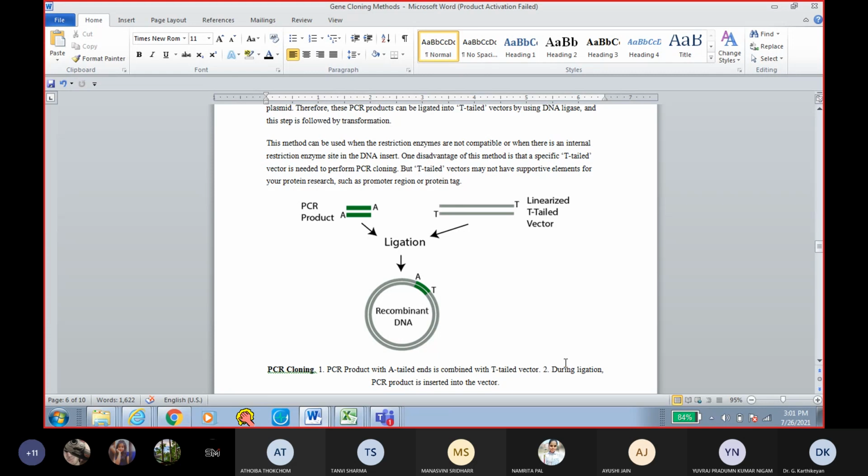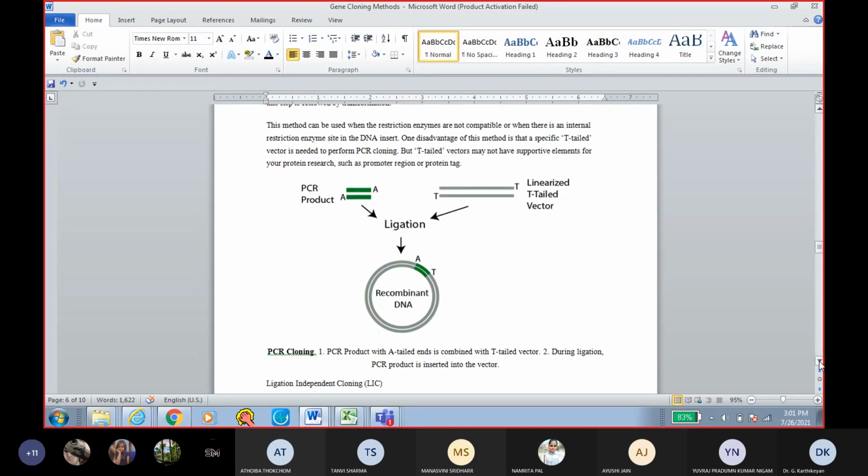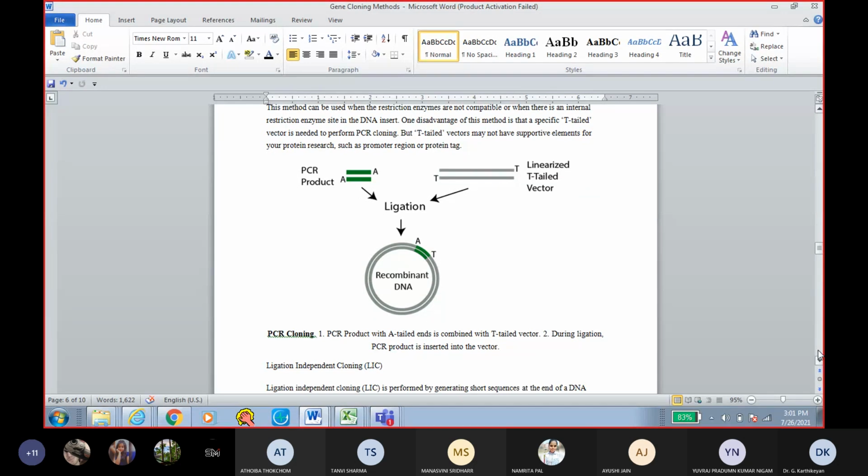If it's not a PCR product, then obviously you cannot use a T-tailed vector. That's what I said in the beginning: the method of cloning that you choose depends on what the product is and how you have processed your products. In all these cases, whether restriction enzyme or PCR, we are using ligase for ligation, right?